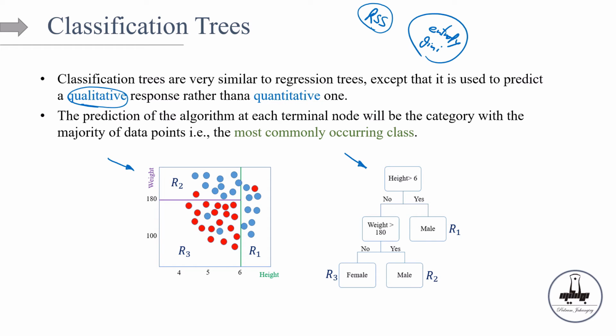Okay, and so the predictions of the algorithm at each terminal node would be the category with the maximum majority votes, right? So, or most commonly occurring classes. We saw the example that we are going to assign probabilities, and we say that, okay, in region 1, the class is going to take the highest probability or the majority vote. So R1 is going to be blue. We call the blues males, and etc. R2, again, male. R3, female.